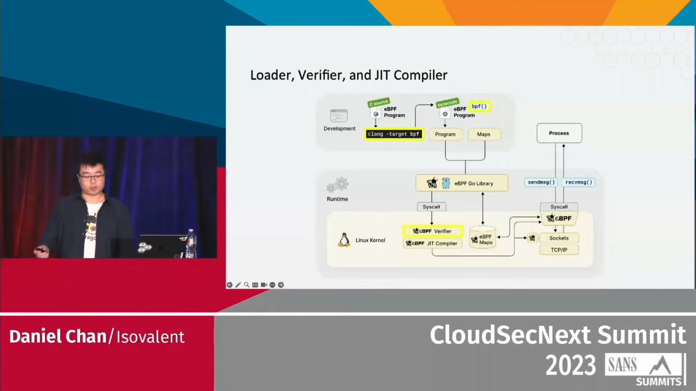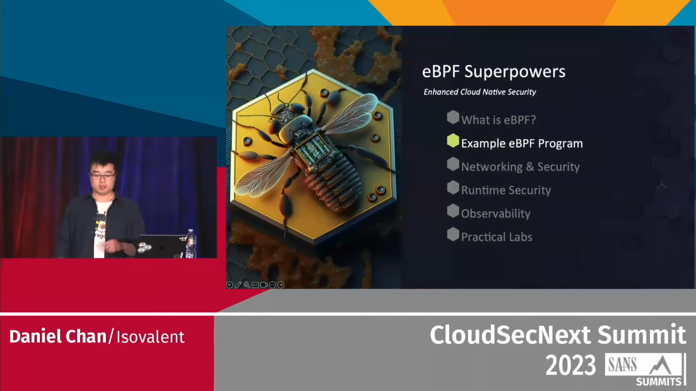From there, it passes through our eBPF verifier, which checks for safety and stability. If it passes, it gets compiled into machine code by a JIT compiler, a just-in-time compiler. And then finally, it gets attached to the system call or the hook point that we defined earlier. Every time that hook point gets called, we can run that eBPF program.